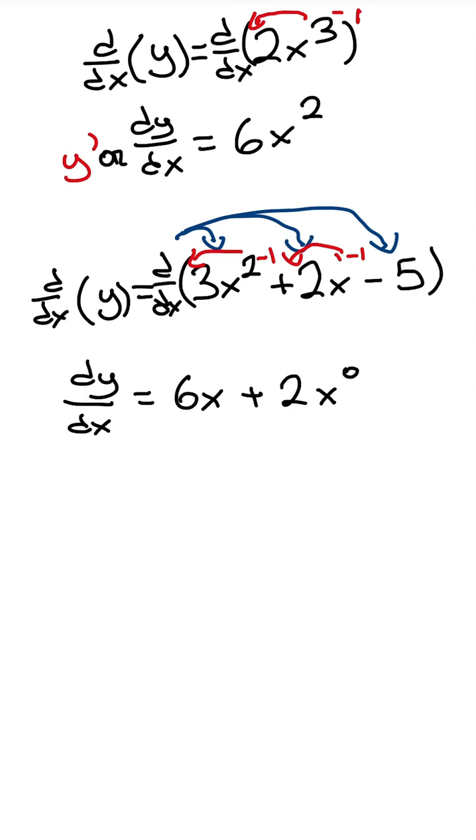Now since it's x to the power of 0, x to the power of 0 is always just going to be 1, so we're just going to write it as 2. And the derivative of any constant is always just going to be 0. If there's no x in front of it, or whatever variable you're using, there is no derivative. It's just 0. And so this is our answer, 6x plus 2. That's how you take the derivative of a polynomial function.